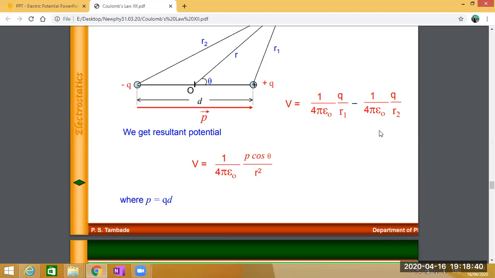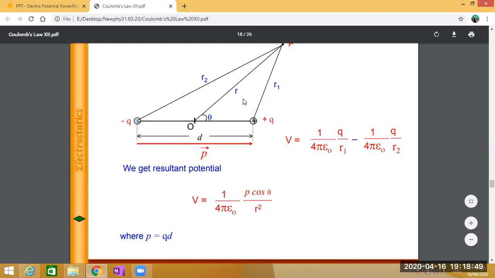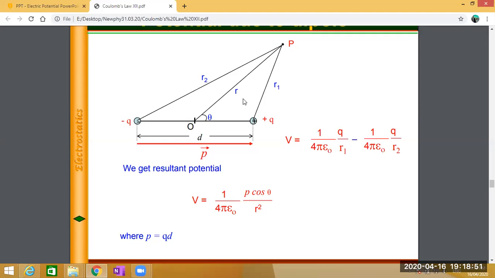Now we have to determine R1 and R2 in terms of this R. How can you do that? You can apply the cosine rule, the triangle law of cosines, which you could have studied in trigonometry in class 11. If a, b, c are the sides of a triangle, then we can write a square plus b square minus 2ab cos theta equals c square. That formula we can apply here.